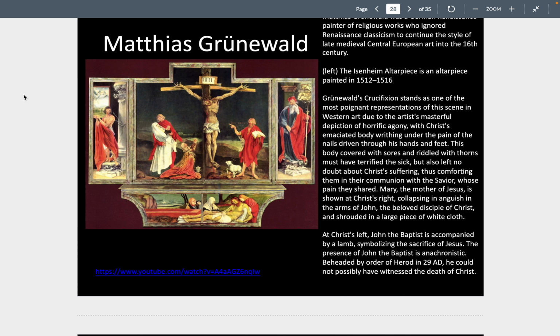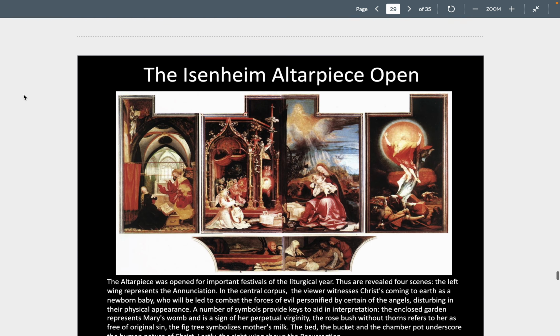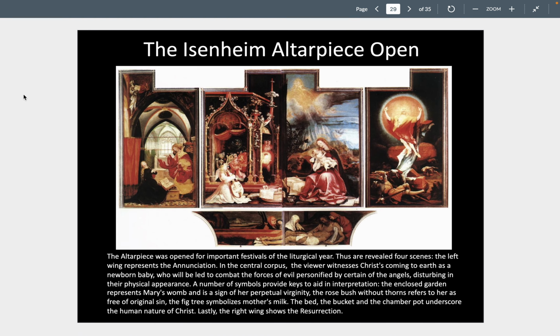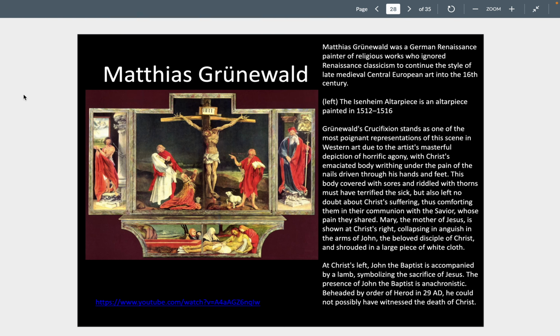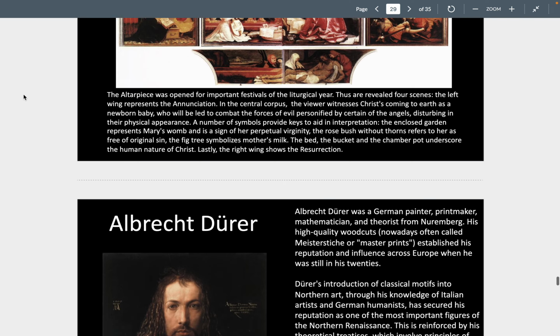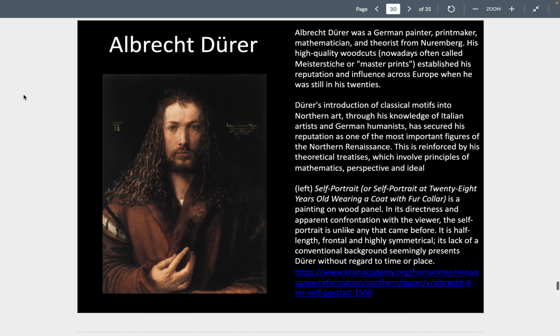And with Grunewald, we are seeing kind of the beginnings of what would be known as Expressionism later on in the late 19th and 20th century. And his altarpieces are really some of the most spectacular paintings of the Northern Renaissance.